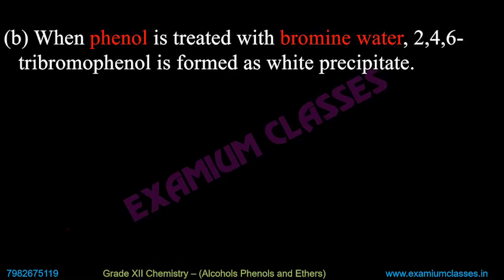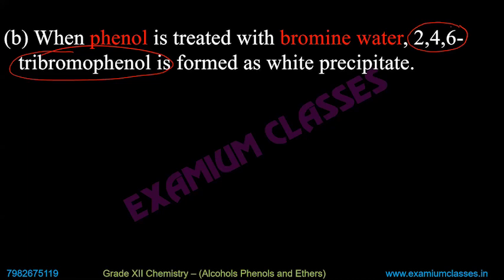When phenol is treated with bromine water, 2,4,6 tribromophenol is formed as white precipitate. It is important that you remember, very important reactions I am talking about, okay? It is similar to that one. 2,4,6 tribromophenol is similar to 2,4,6 trinitrophenol, okay? So there also we got similar products. Here also we are getting similar products, only conditions are different.